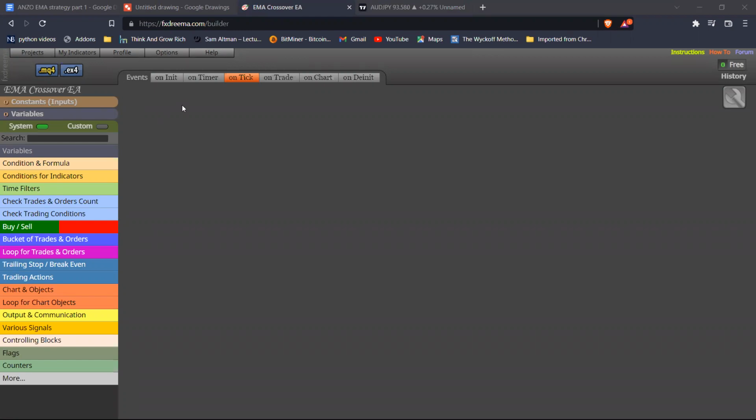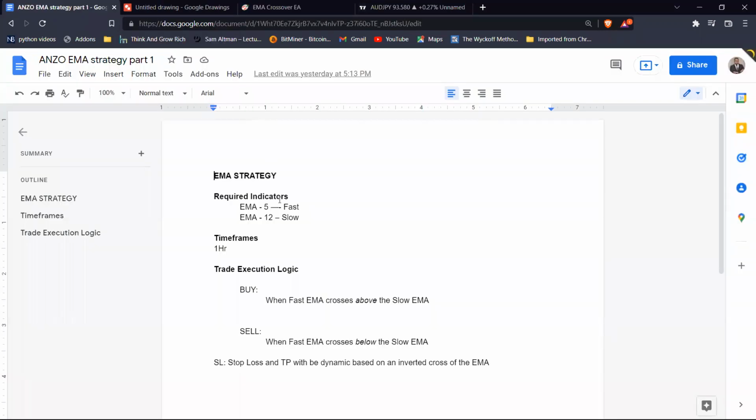So now, what are we trying to accomplish? Let's go back to what we wrote together in our first section, where we said, okay, this is what we're trying to accomplish, the EMA crossover strategy. So what do we need? Well, we need 2 EMAs: the fast EMA, which is the exponential moving average with 5 periods, and the 12 period. So a 5 period exponential moving average and a 12 period exponential moving average.